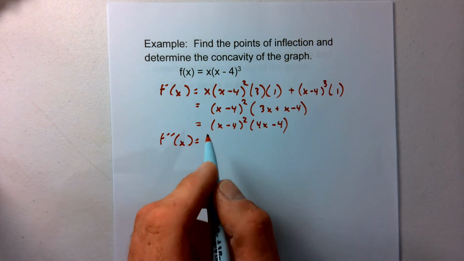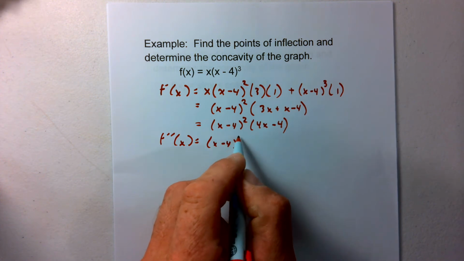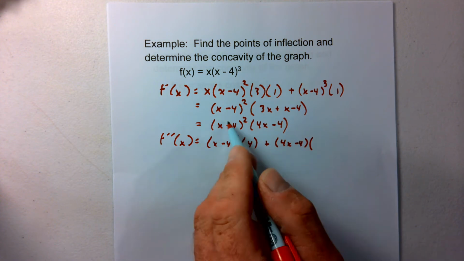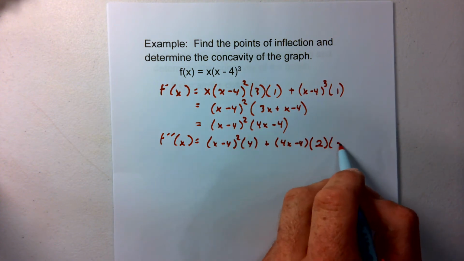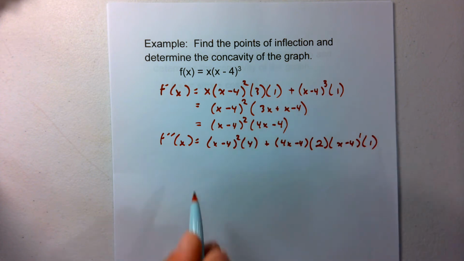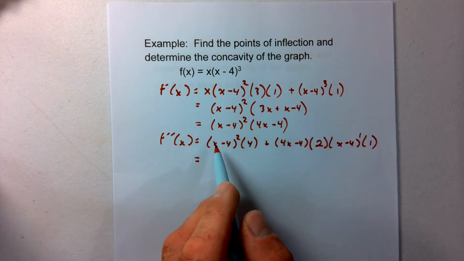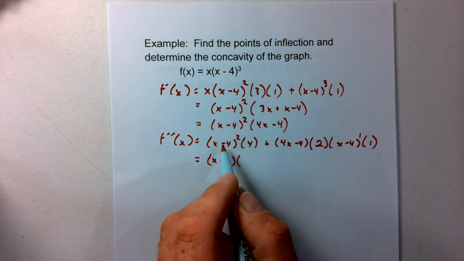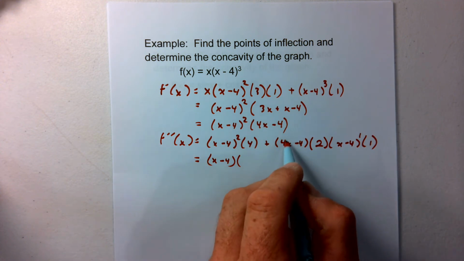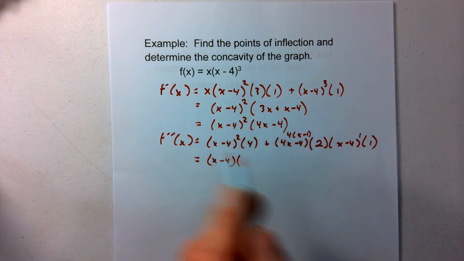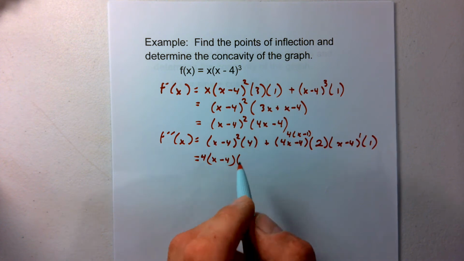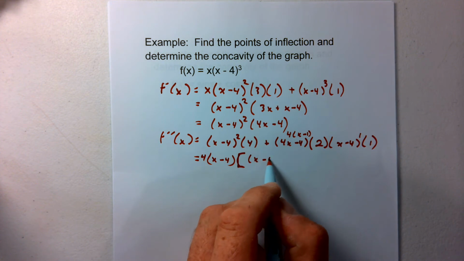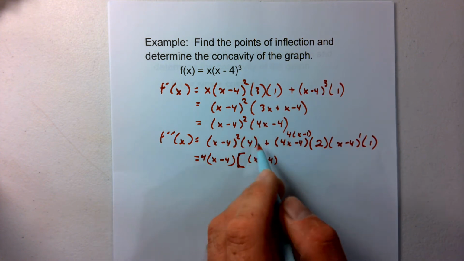Second derivative, we have again another product rule. So we have x minus 4 squared times 4. So that we're going to add 4x minus 4. We have a chain rule again. We have 2 times x minus 4 to the first times 1. At this point, we can go ahead and factor out an x minus 4. And we're going to be left with, I can also take out a 4. This is really 4 times x minus 1, isn't it? Could have done that up there, but either way, it doesn't matter. So we have 4 times x minus 4 coming out. So in brackets here, I'm going to have an x minus 4 left from my first quantity, or my first term.